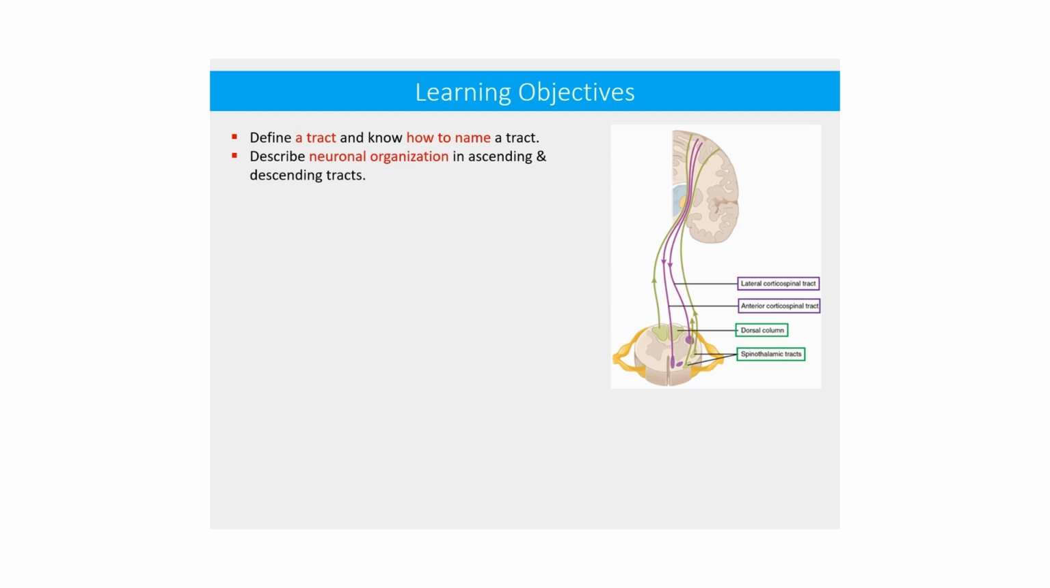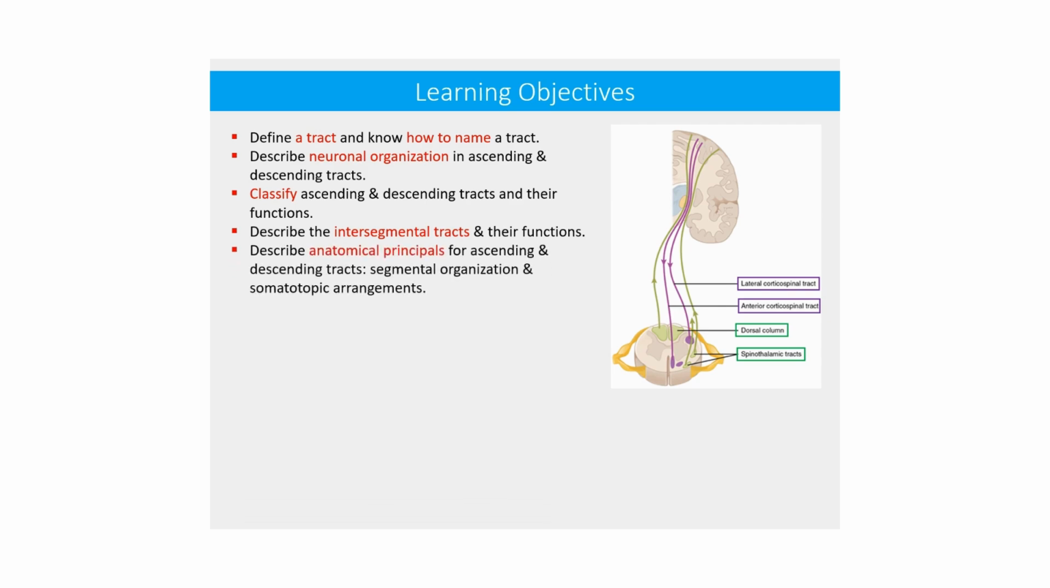Describe the neuronal organization in ascending and descending tracts. Classify ascending and descending tracts and their function. Describe the intersegmental tracts and their functions. And lastly, describe the anatomical principles for ascending and descending tracts, that is segmental organization and somatotopic arrangements.